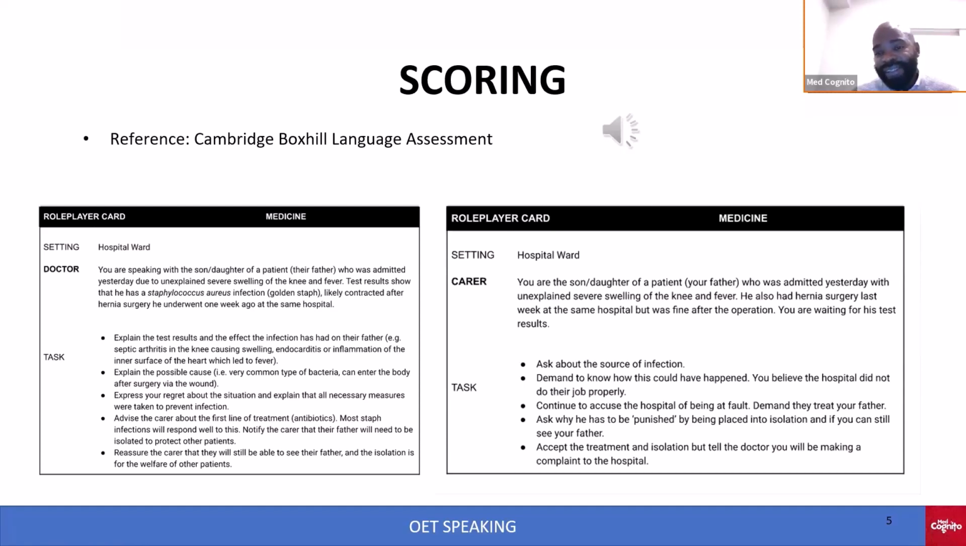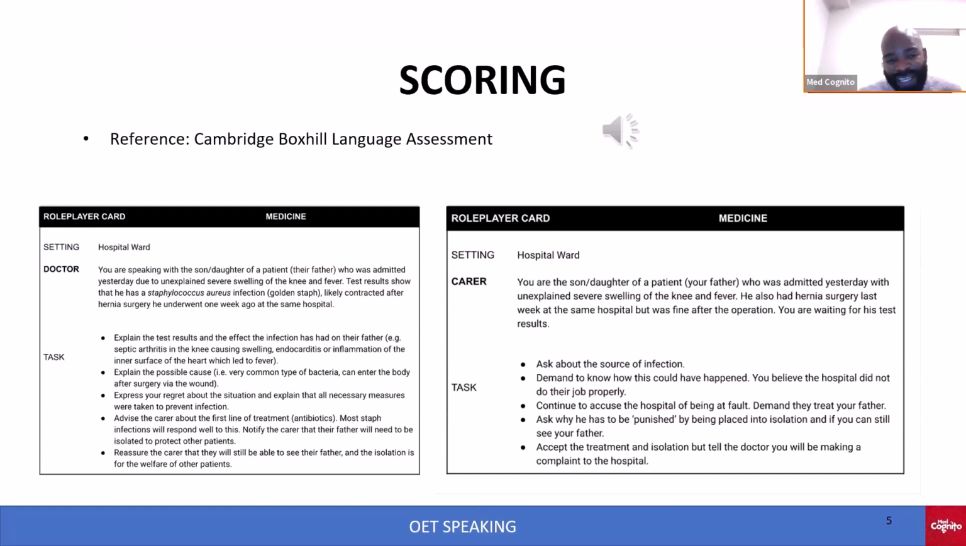The examiner is seeing something similar. If you read what the examiner is seeing, which is under the carer, you are the son or daughter of a patient who was admitted yesterday with unexplained severe swelling of the knee and fever. He also had hernia surgery last week at the same hospital, but was fine after the operation. You are waiting for his test results. So you see that it's something similar, just presented from different perspectives because of the different people viewing it. You have a list of common tasks to go through. Explain the test results, explain possible causes, express your regret about the situation, advise the carer about the first line of treatment, reassure the carer.